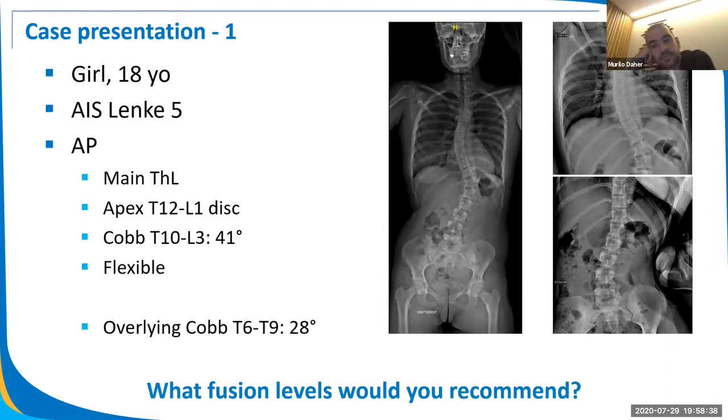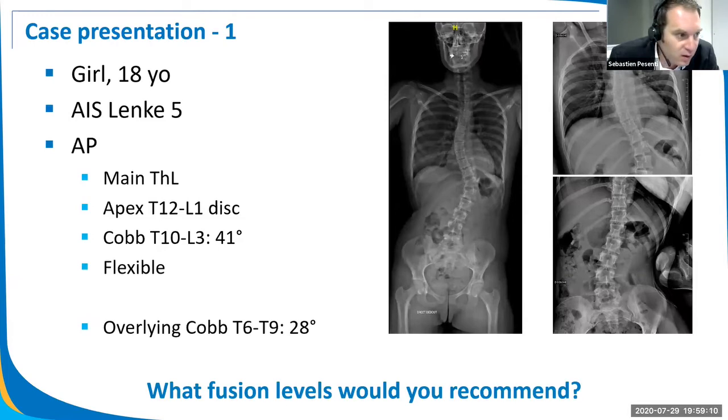Okay. There are other strategies. You're right. In this kind of curve where the thoracic component is not that much, you can probably just do a selective fusion. I totally agree with you. And if I only had this picture, I would do something like T10 to L3.